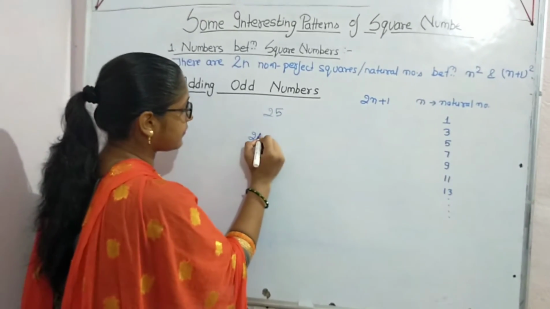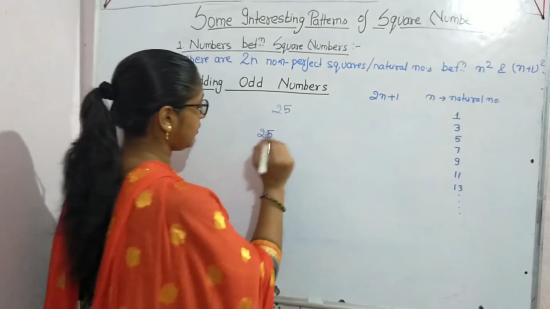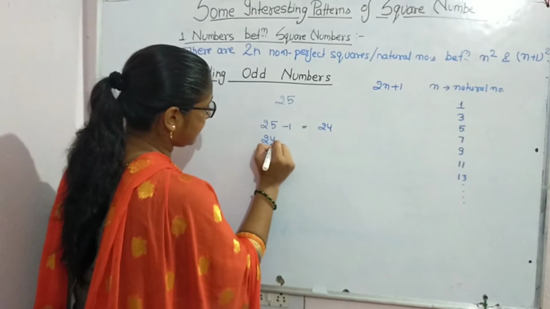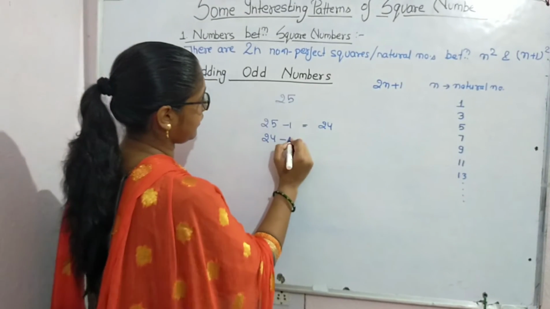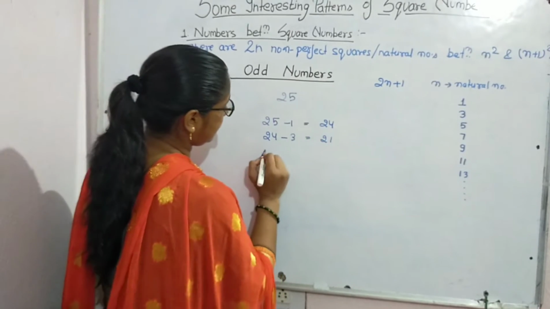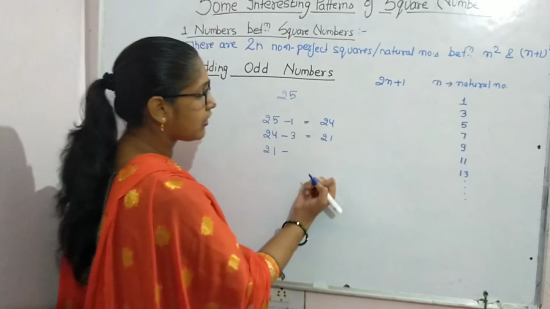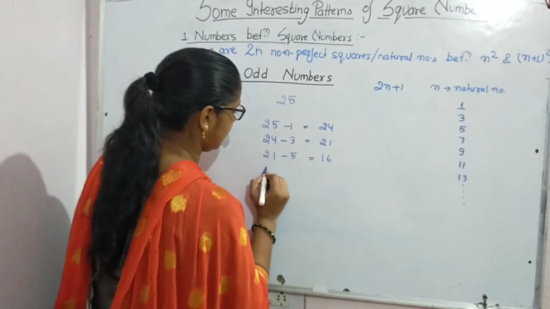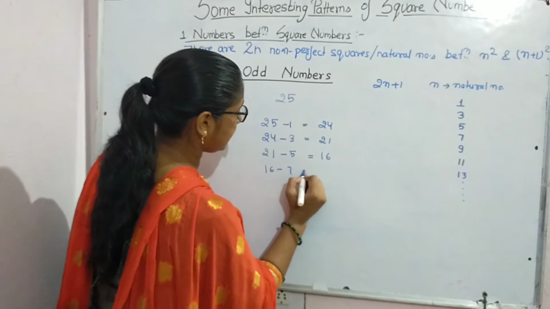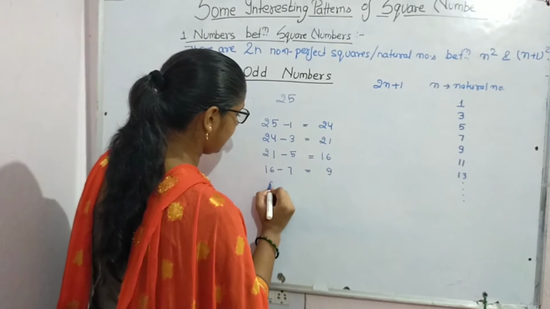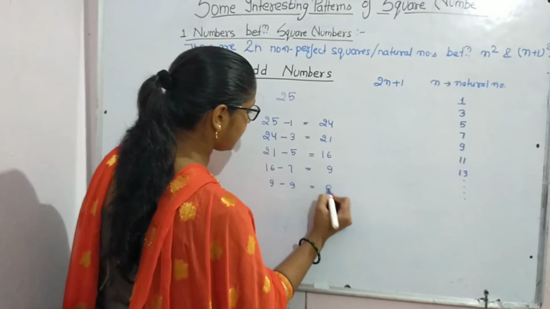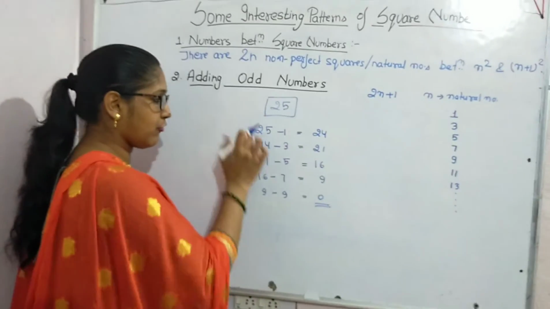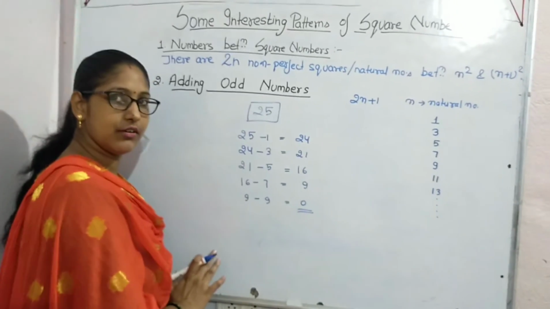So first we subtract our first odd number, 25 minus 1, we get 24. Now we subtract 3 from 24, we get 21. Now we subtract the third odd number 5 from 21, we get 16. Same as 16 minus 7, we get 9. 9 minus 9 equal to 0. We get 0 here. It means that 25 is the sum of the first odd numbers.